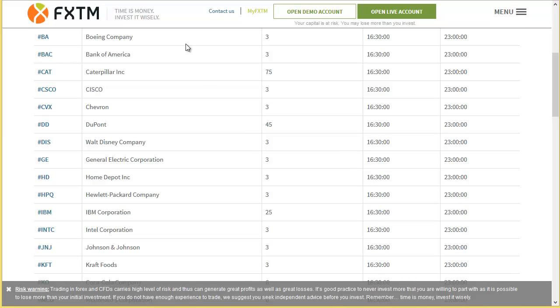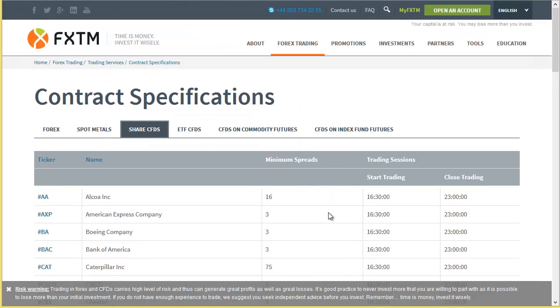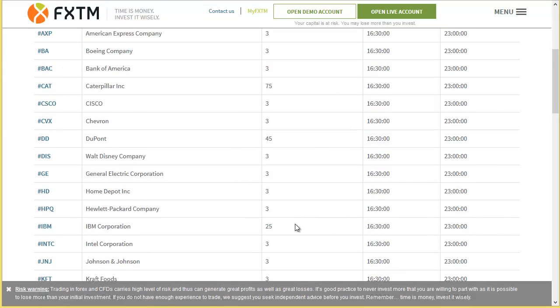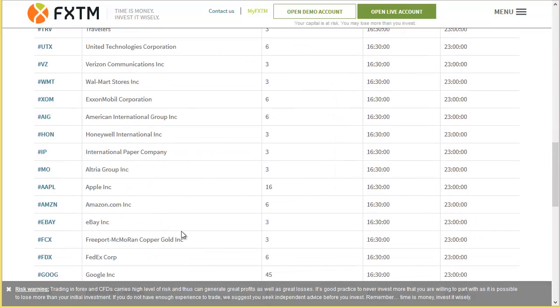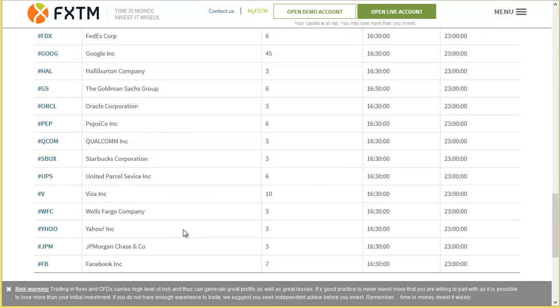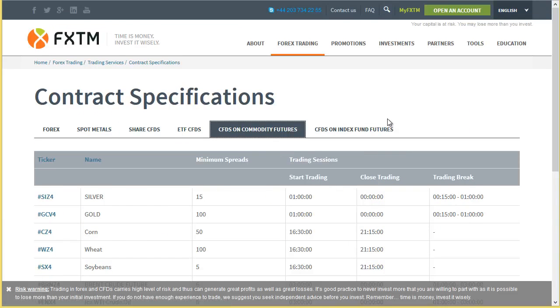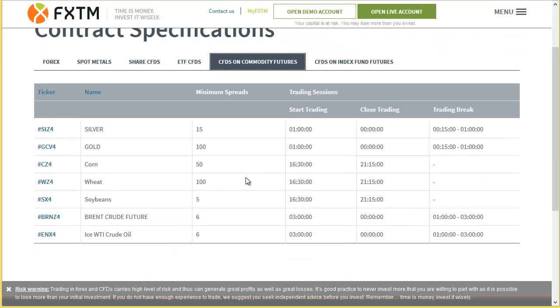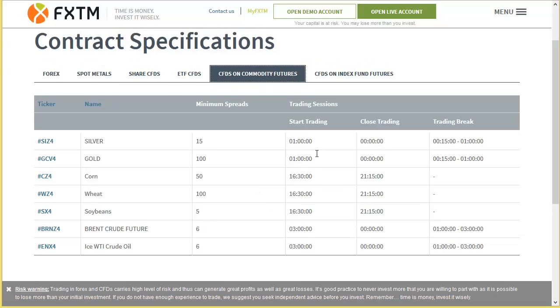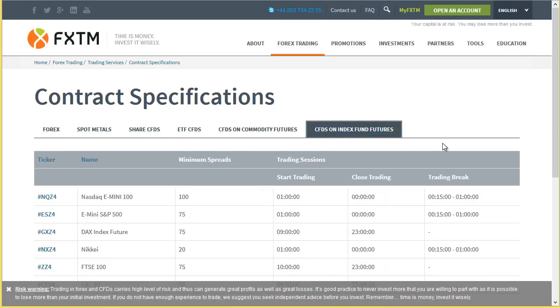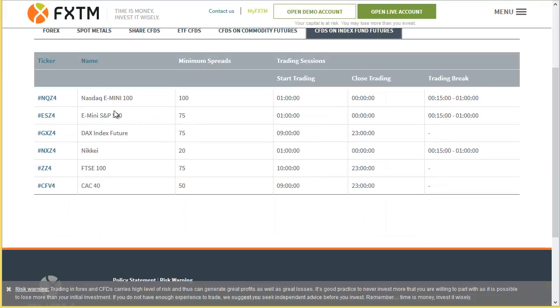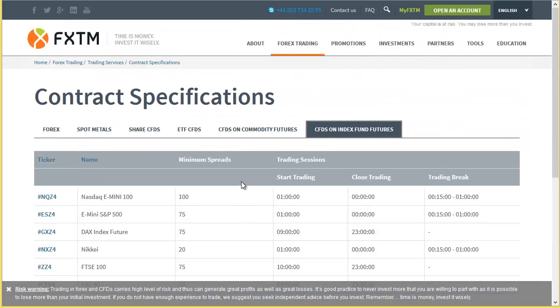Share CFDs, so like you have Alcoa, minimum spreads. The spreads will depend on the stock, obviously. Intel, Kraft, Coca-Cola, a lot of the big ones, the ones you're going to know anyways: Facebook, JP Morgan Chase, etc. There's CFDs on commodity futures, so you've got gold, corn, wheat, soybeans, Brent, WTI, light sweet crude, silver. A lot of the ones that you would hope to see. CFDs on index fund futures, E-mini 500, S&P 500, E-mini 100 for the NASDAQ, DAX, Nikkei, FTSE, and the CAC.